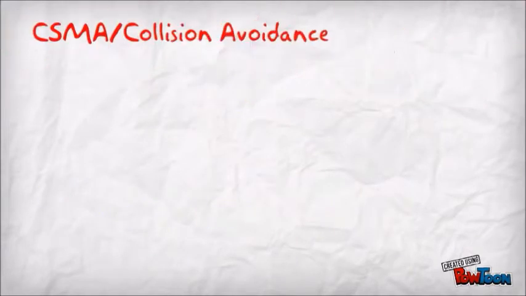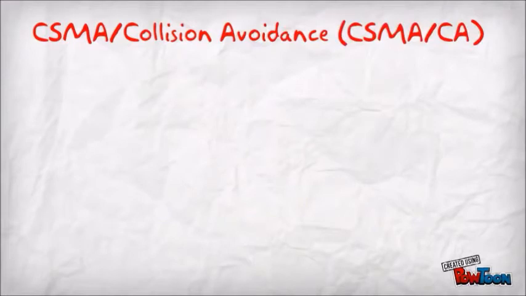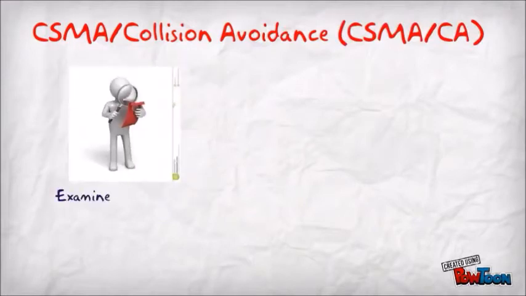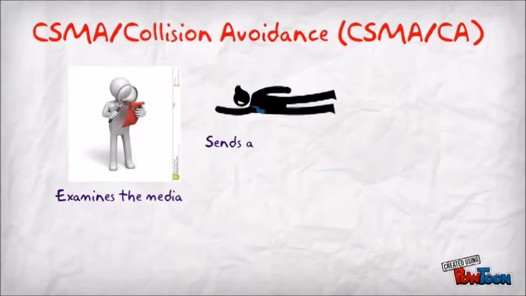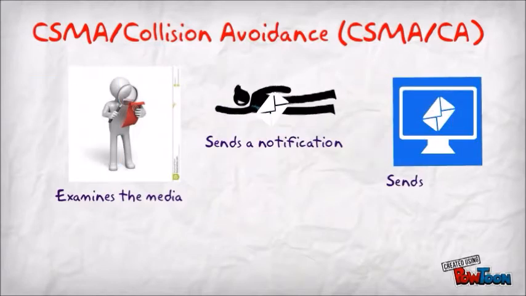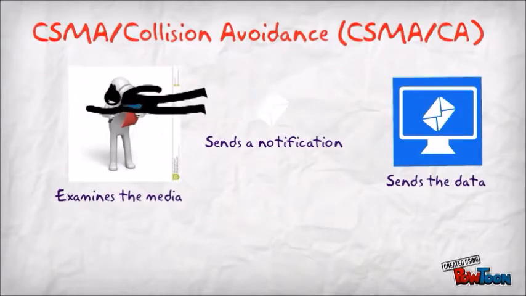Another method is CSMA with collision avoidance. The device examines the media for the presence of a data signal. If the media is free, the device sends a notification across the media of its intent to use it. Then it sends the data. This is used by 802.11 wireless networking technologies.